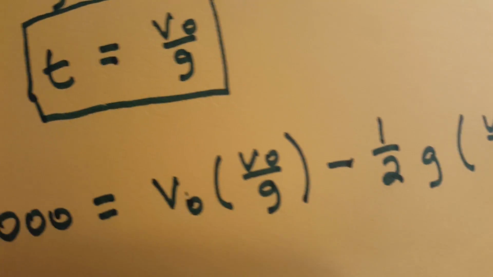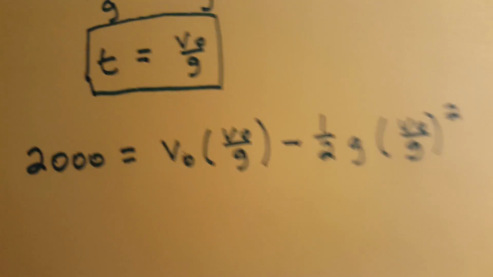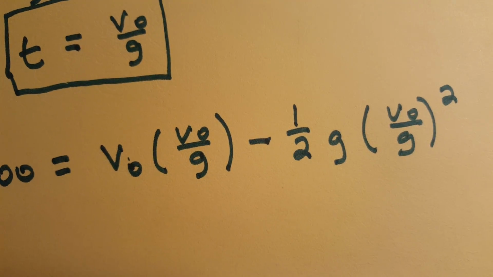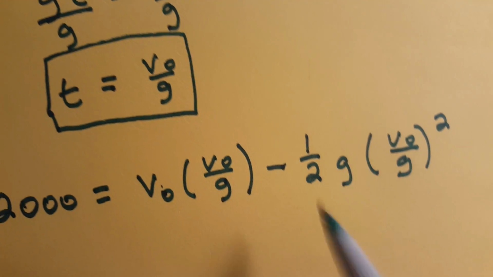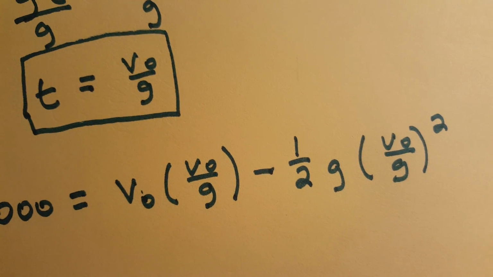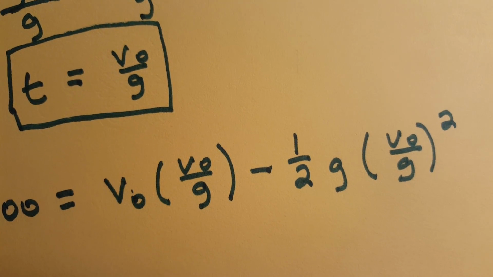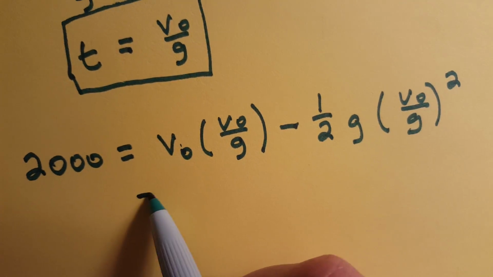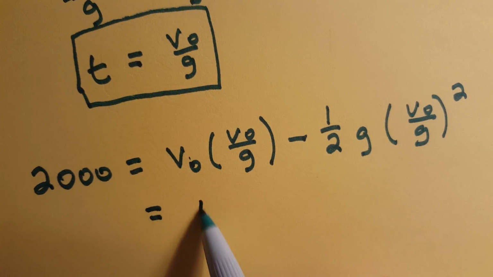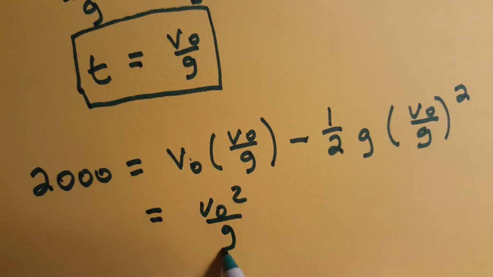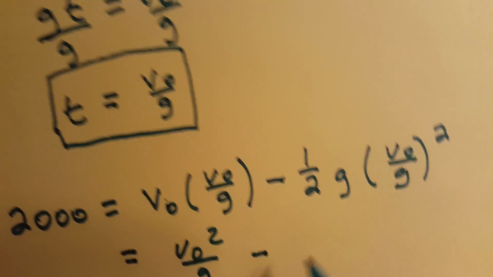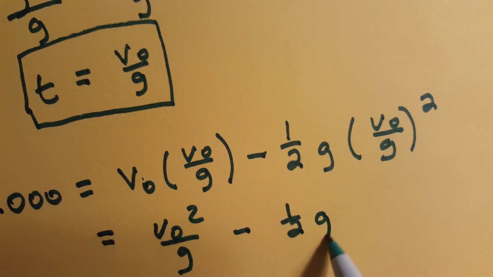Now notice I did not plug in 9.8 yet for g. I think it might be easier to simplify this first before I plug in the 9.8, since I have a lot of stuff going on with these g's. So let's simplify this as much as we can before plugging that in. Let's work on this right-hand side only. So I have here v sub 0 squared over g. Just multiply those fractions.